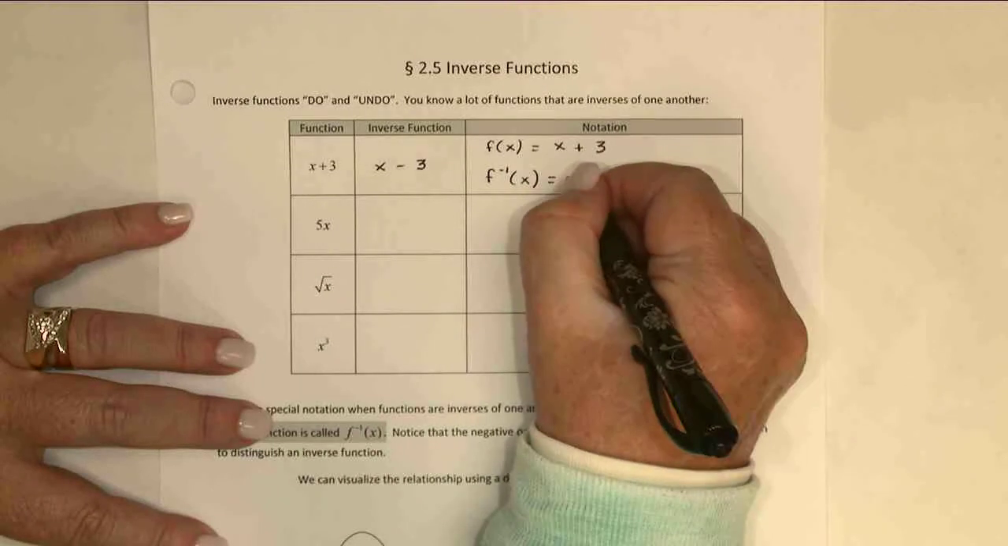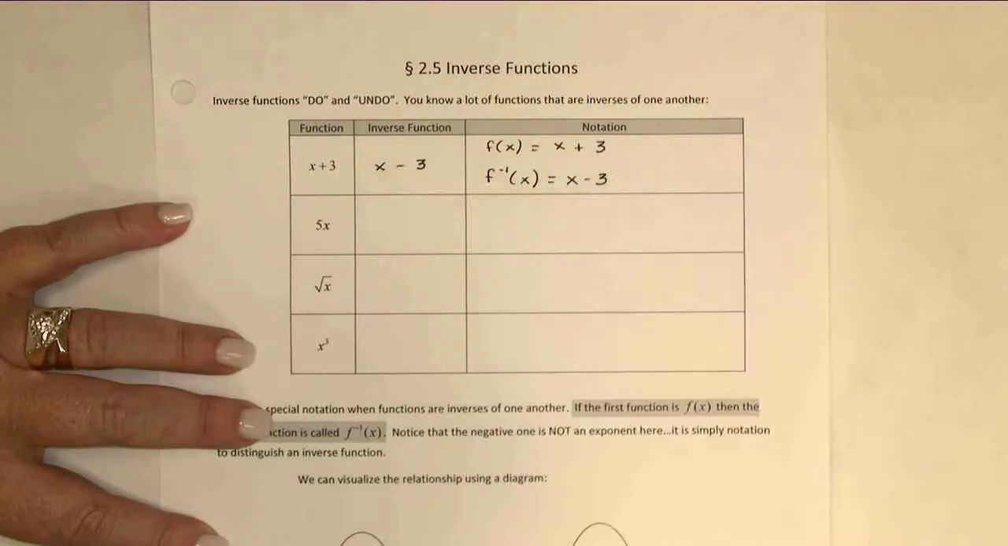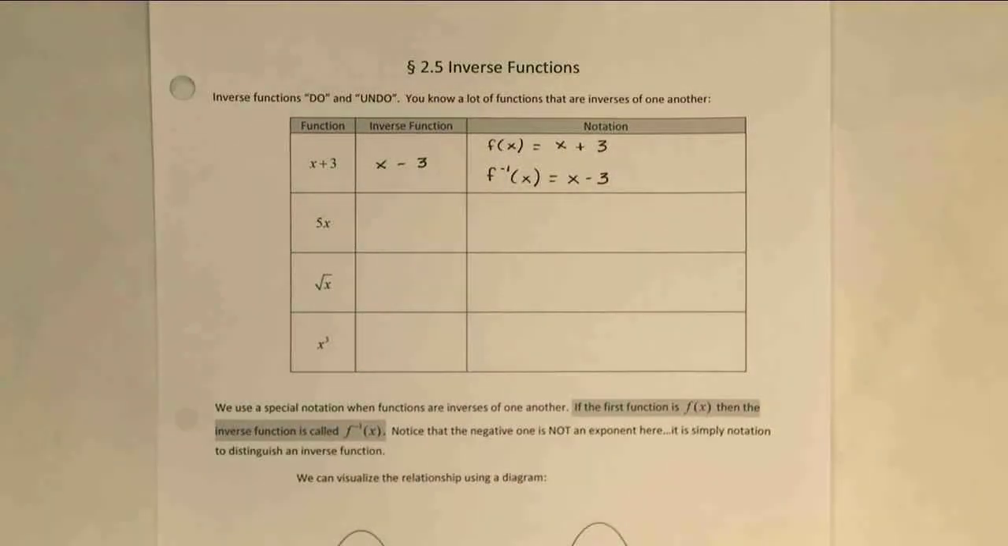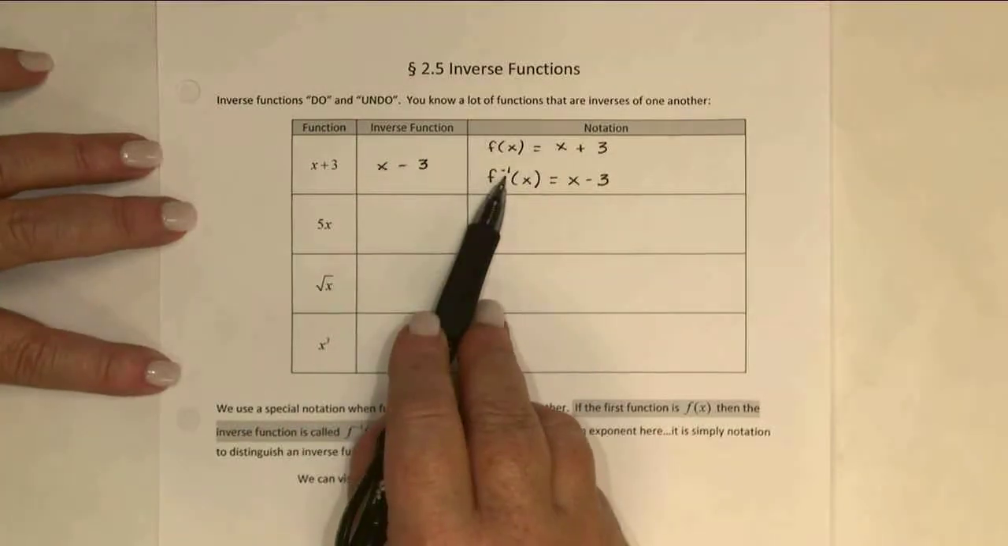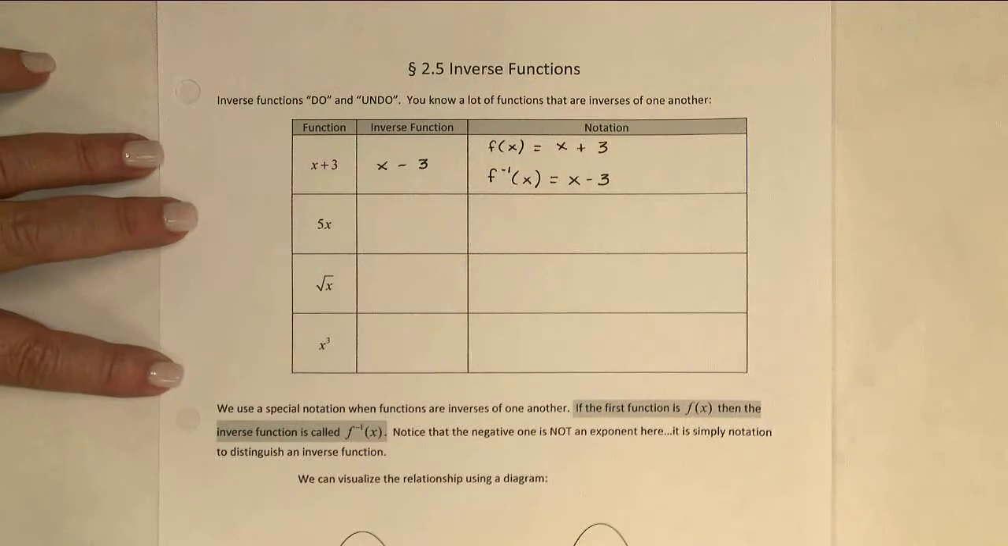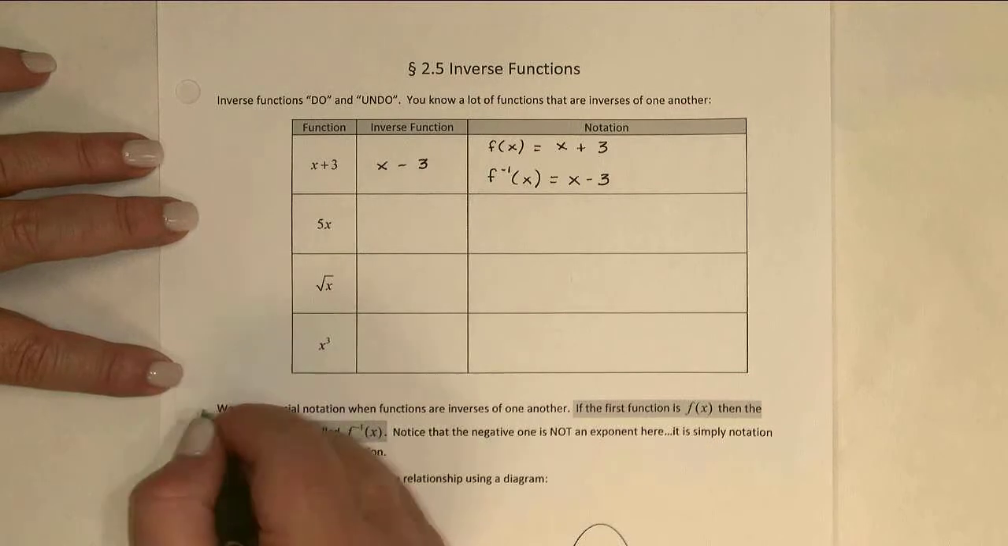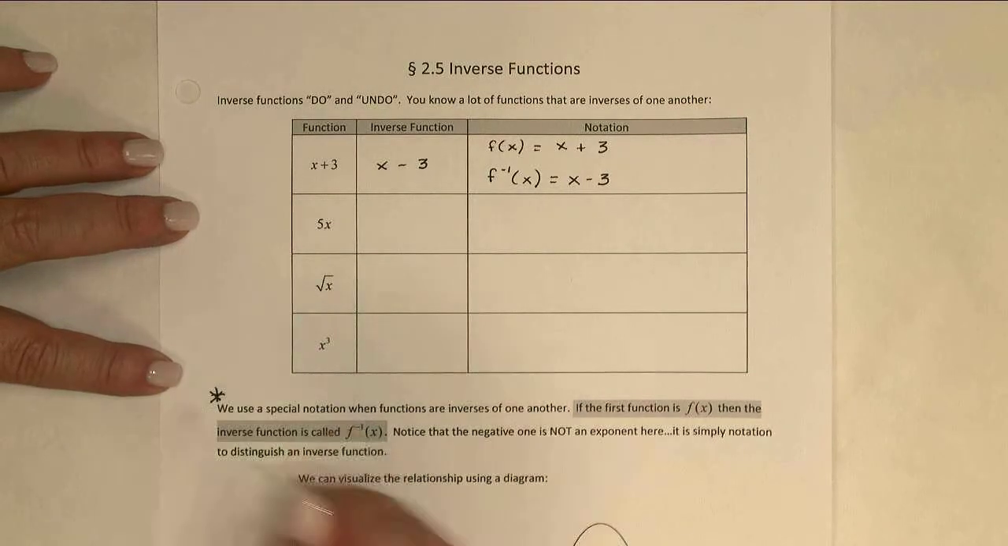Notice the notation here. This little -1, it looks like an exponent. It stands for inverse function. And we talk about it a little bit down here. But it isn't truly an exponent. Rather, it's part of the notation. Okay? It's notation used to distinguish an inverse function. And that's how it's read, f inverse of x.